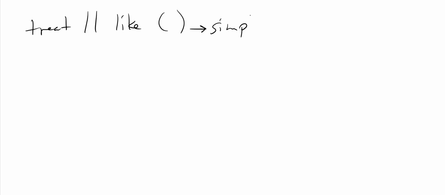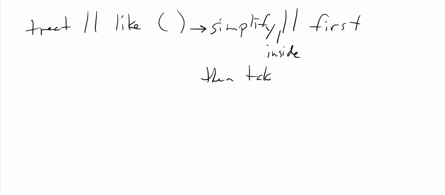So again, you treat the absolute value like parentheses. So basically what you want to do is simplify. So this is important. Simplify inside absolute value first. Okay? That's really important. So it's just like parentheses. You want to do everything inside the parentheses first. So in this case, you're going to simplify everything inside the absolute value. Then take the absolute value. Then do outside operations.